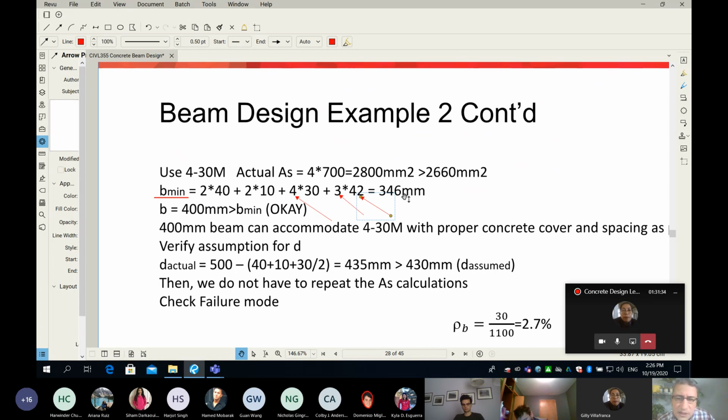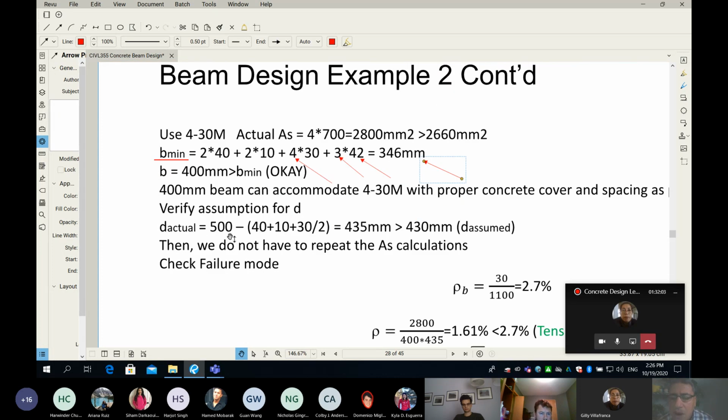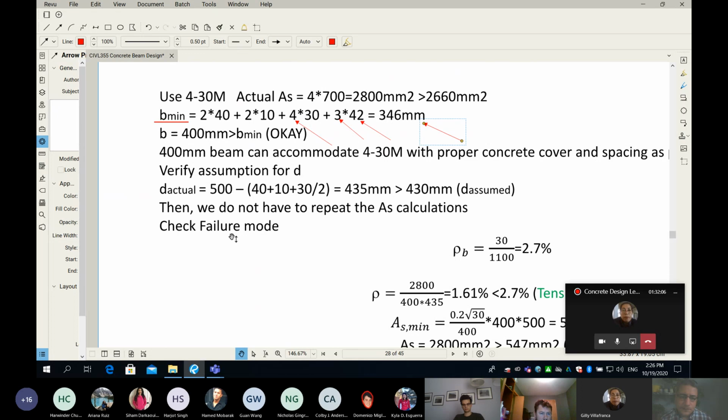Anyway, you can see here, based on this math, the minimum width of the beam that can accommodate the 4 bars with the proper cover, spacing and stirrup is 346. Now, the beam that I'm trying to build is 400. It means my beam is wider than the minimum. It means, yes, it can accommodate all those bars in one layer. And since we know it will fit in one layer, now I know my rebar layout or geometry.